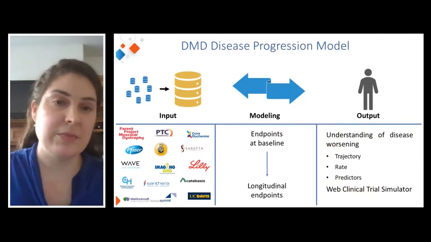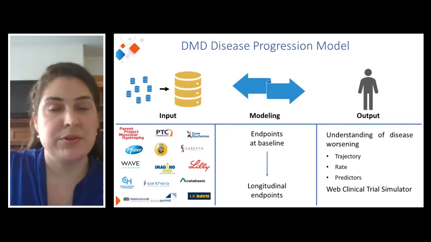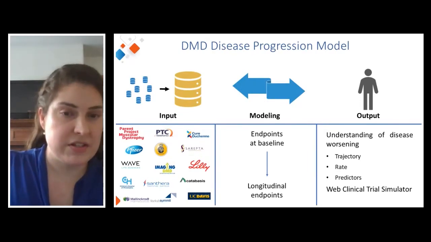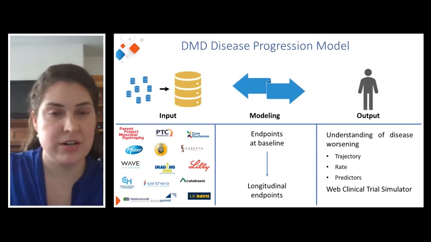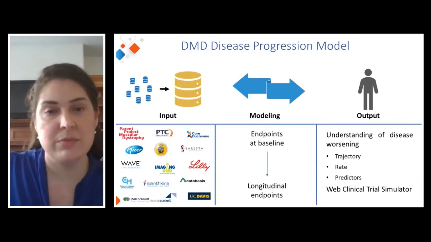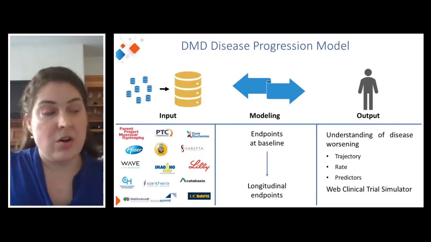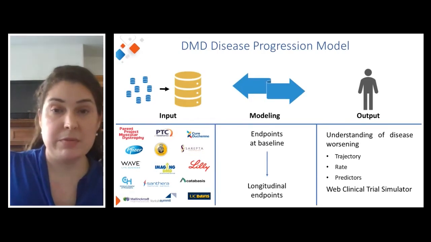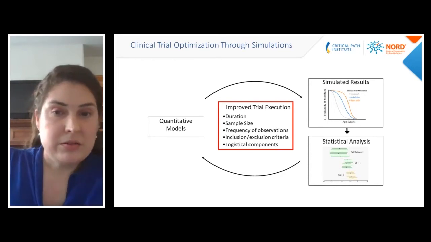So this is a schematic of how this process happens at the more granular level. The data is input from multiple different sources. Again, we really appreciate the contribution of data from all of these different data owners. You can see that this is a combination of registries through patient advocacy organizations and also from biopharmaceutical companies. That is then integrated into a modeling schematic that allows for endpoints at baseline and also analysis over longitudinal components to be modeled.